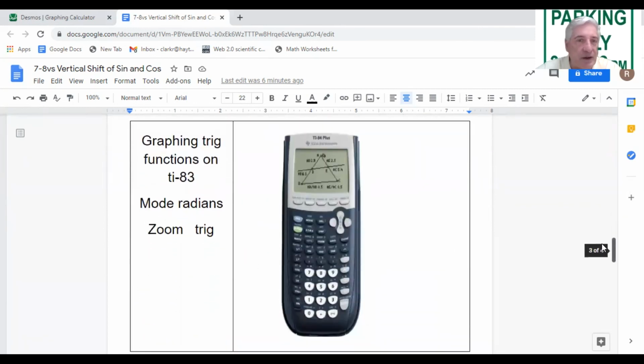Now let's go to the graphing calculator. We're going to do it very simply. We're going to set mode to radians and we're going to zoom trig. You know how to do that. This is the 4th time we've done that in class. Go ahead and do that.